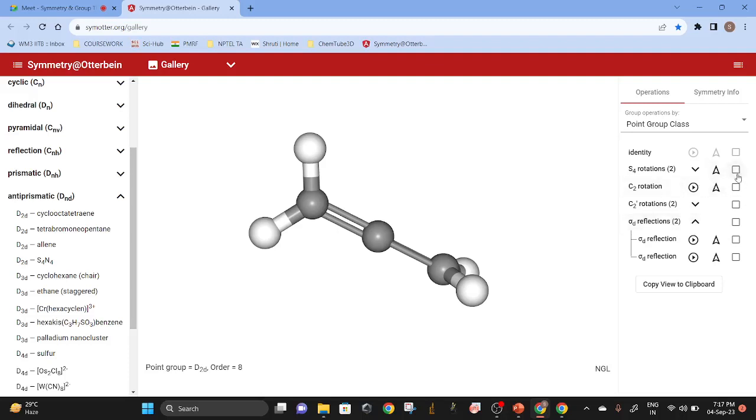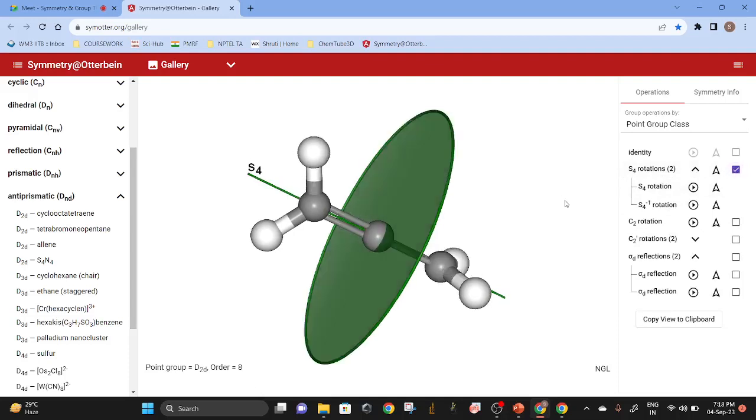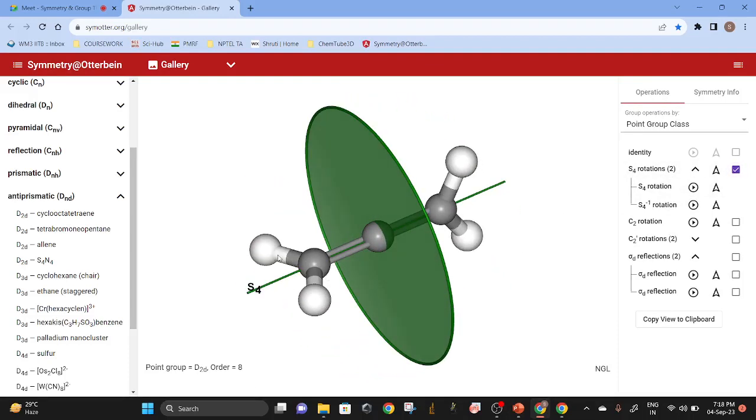Now S4. Let's see. S4 has to turn by 90 degrees, then go to the perpendicular and get reflected by this perpendicular plane. So let's see like this. Now suppose this one is chlorine and this one is chlorine. You can see my cursor, right? Yes, ma'am. S4 is there, but when you do S4 inverse, is it following? S4 inverse won't work. So S4 is also gone. Okay, so we are left with C2.